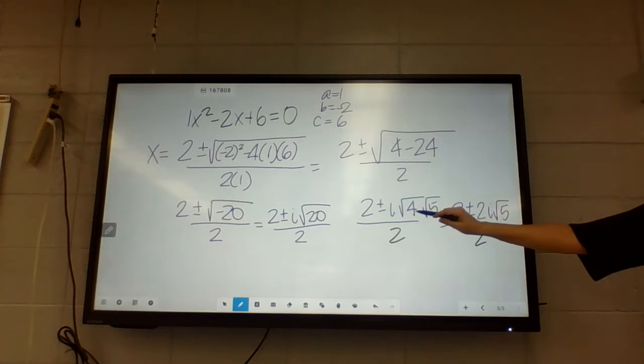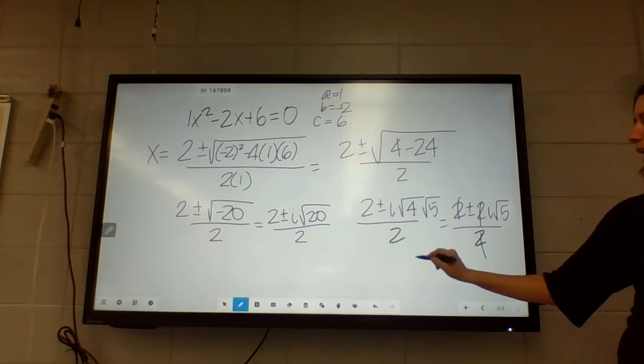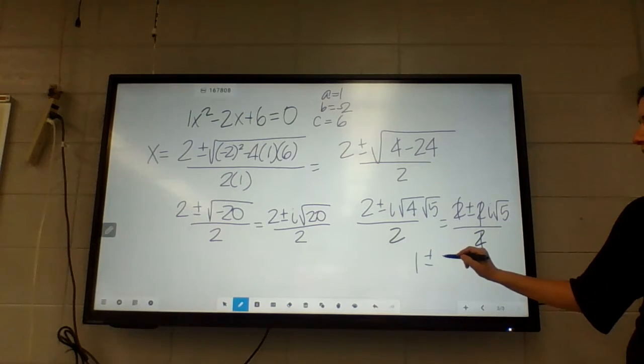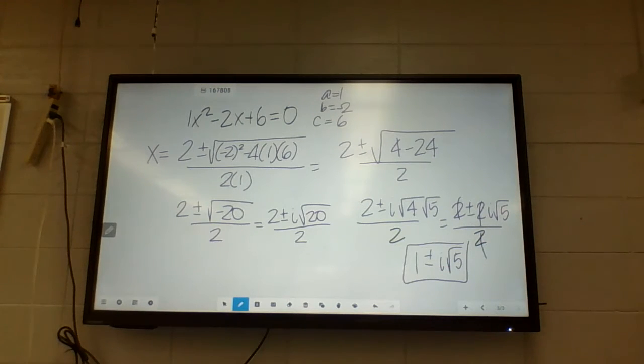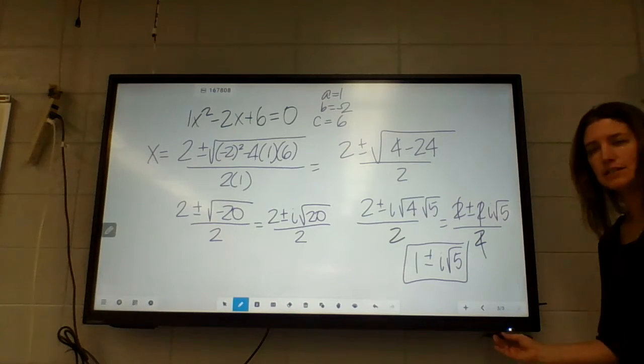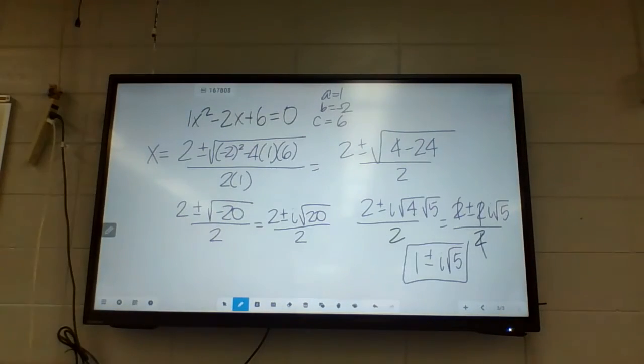So the square root of 4 becomes a 2, that pulls out. All of these can be divided by 2. So I basically can cancel all those 2s. So I'm left with 1 plus or minus i square root of 5, because 2 over 2 is 1. So that is my final 0, which is one that wouldn't show up on a graph because it's imaginary. So that makes it a little bit tricky to find.